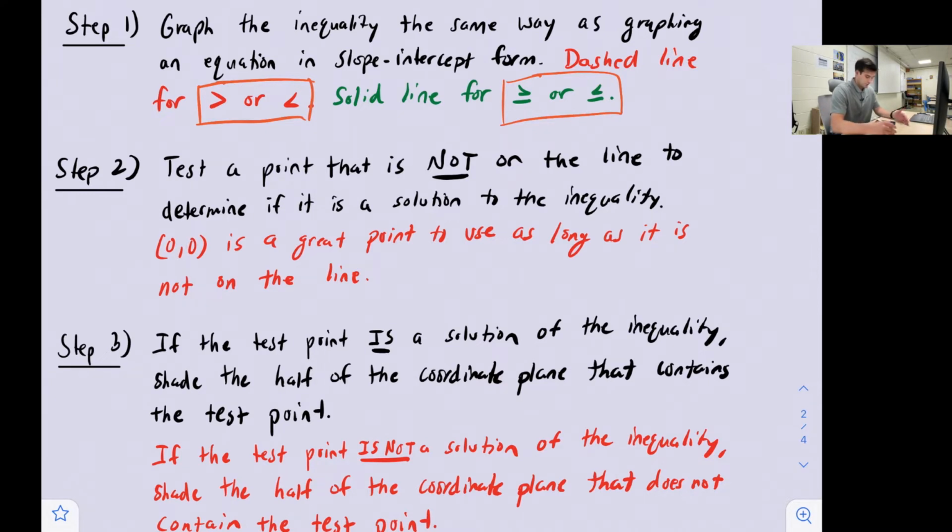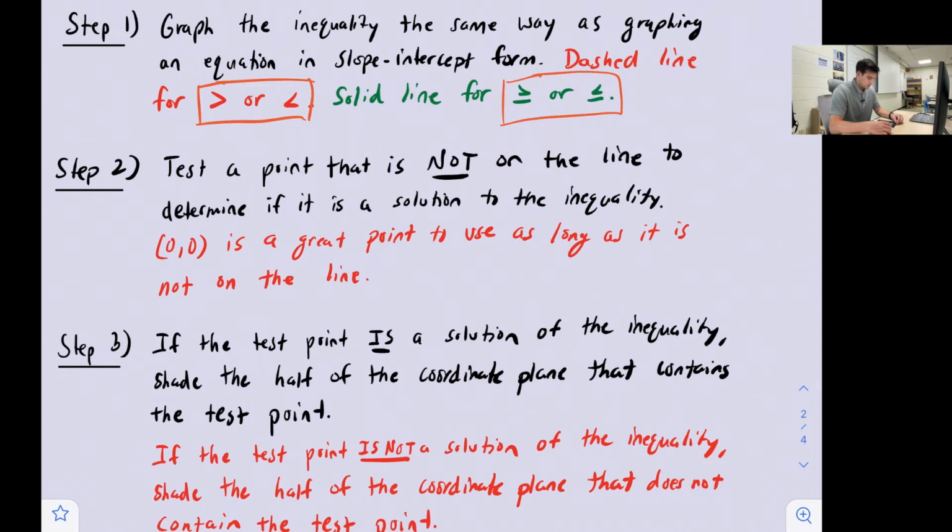Once we graph our line, we pick a test point that is not on the line to determine if the test point is a solution to the inequality. (0, 0) is a great test point because you're plugging in 0 for x and 0 for y, and it's really easy to solve the inequality. We can do that as long as our line doesn't go through the origin. If it does, just pick another point that's not on the line.